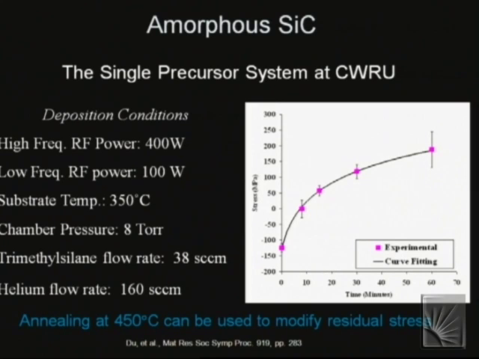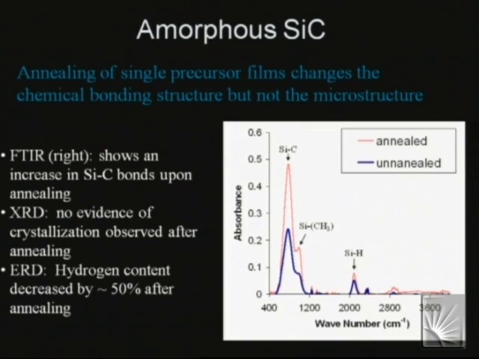As-deposited stresses in this particular class of films are much lower than the dual precursor. It's around 100 to 150 megapascals compressive, so it's better than before, and it may be acceptable in some cases. That film can be converted to a tensile stressed film by annealing at 450 C for around the same amount of time as you would the dual precursor films.